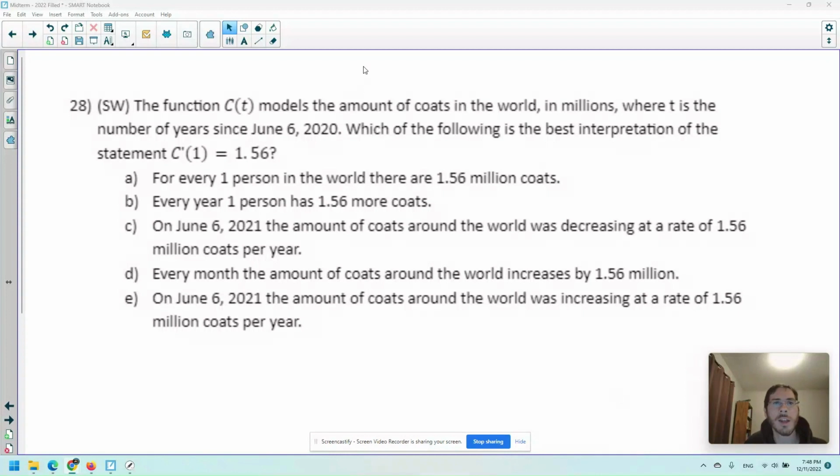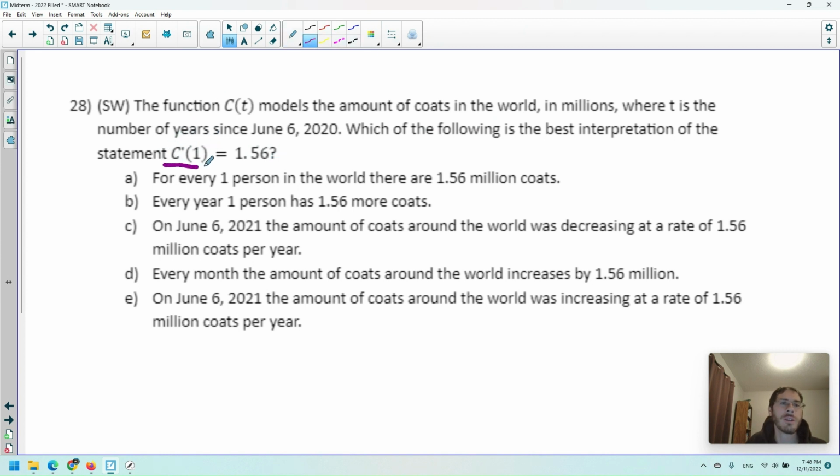28, we've got C of t models the amount of coats in the world in millions. T is the number of years since June 6, 2020. Which of the following is the best interpretation of the statement C prime of 1 equals 1.56? So now we want to find out 1 year later. Notice it's a derivative. So for a derivative, this is going to be an instantaneous rate of change. So we don't want an average. We want to know exactly at that one point. So it would be on June 6, 2021 is what we're looking for.